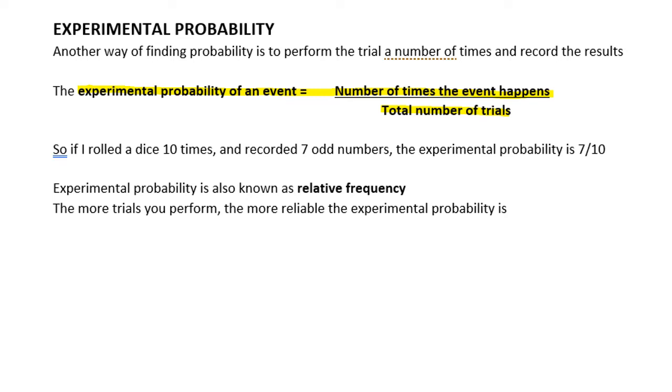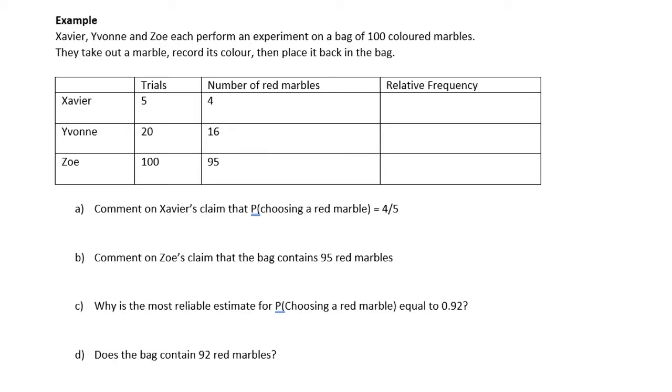Very basic example here: if we roll the dice 10 times and we got 7 odd numbers, we would say the experimental probability of an odd number on that dice is 7 out of 10. Now this can also be called the relative frequency, and will probably more usually be called the relative frequency. And there's just a point to make here that the more trials you perform, the more reliable this experimental probability, this relative frequency, actually gets.